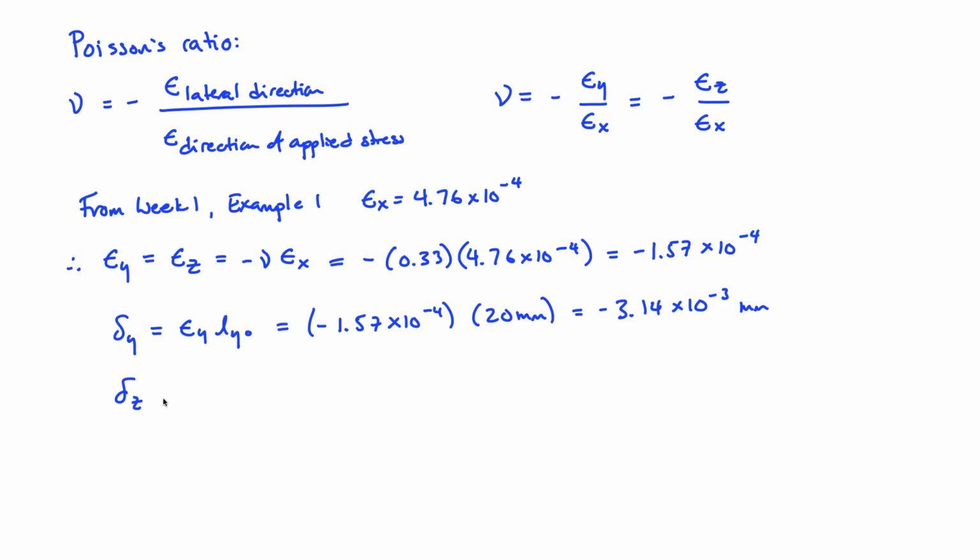We can do a similar calculation for the deformation in the z direction. It's going to equal epsilon z times the original length in the z direction, the width of the beam. So that's minus 1.57 times 10 to the minus 4 for epsilon z. And then we multiply that times 15 millimeters, and that gives us minus 2.36 times 10 to the minus 3 millimeters. That's the end of example 1.